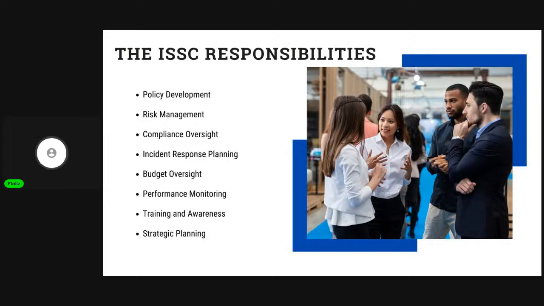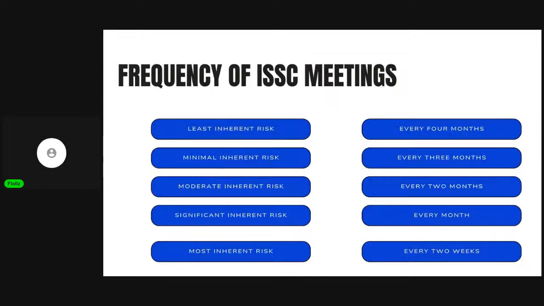They also need to look at relevant trainings that employees should know, relevant trainings that third-party vendors should be aware of, and also have a strategic plan for the institution. Now, we are going to go to the frequency of the Information Security Steering Committee meetings.